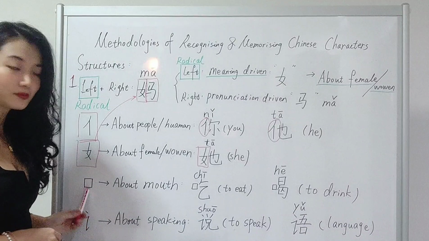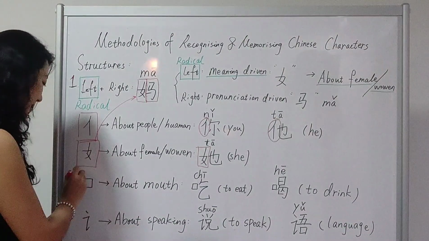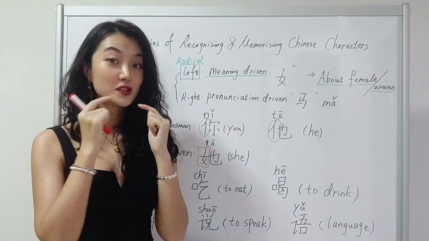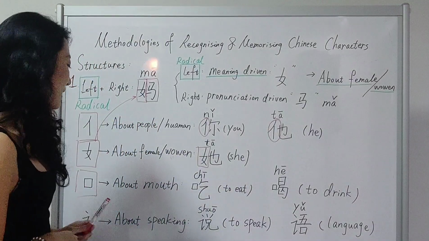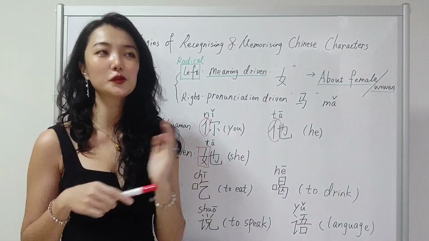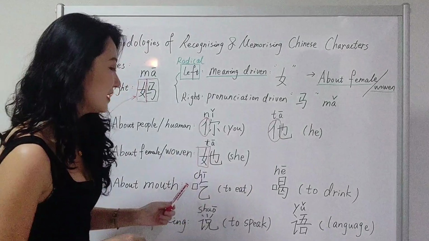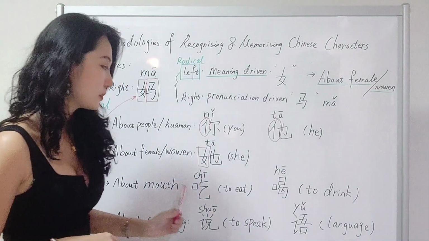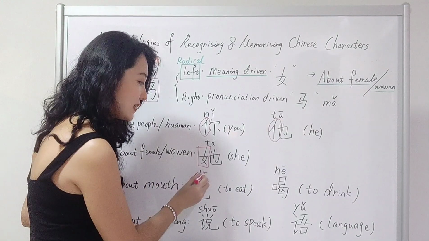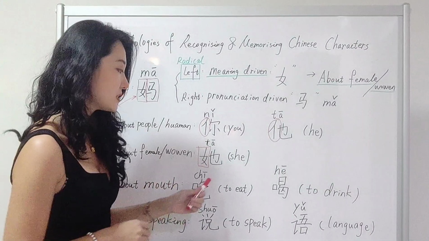Next one, this radical is just a rectangular. What do you think it looks like? It looks like a mouth, right? An open mouth. So that means about mouth. So what could be about mouth? Either to eat or to drink, right? So let's have a look at this character. Pronunciation is chī, chī. Don't forget this e here is muted. So pronunciation is chī, means to eat.